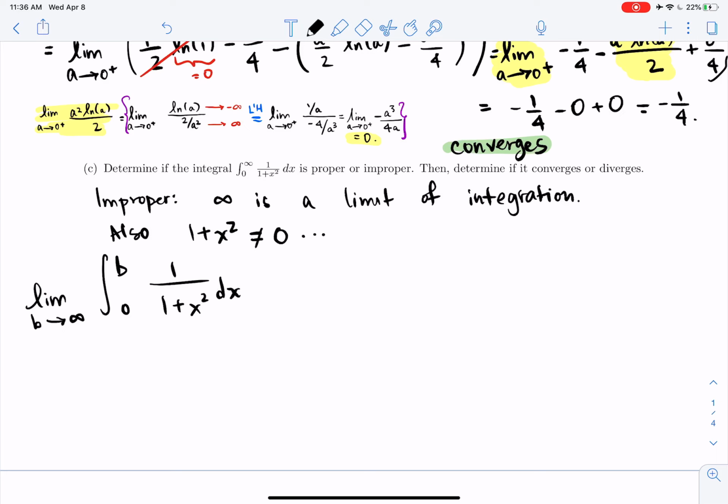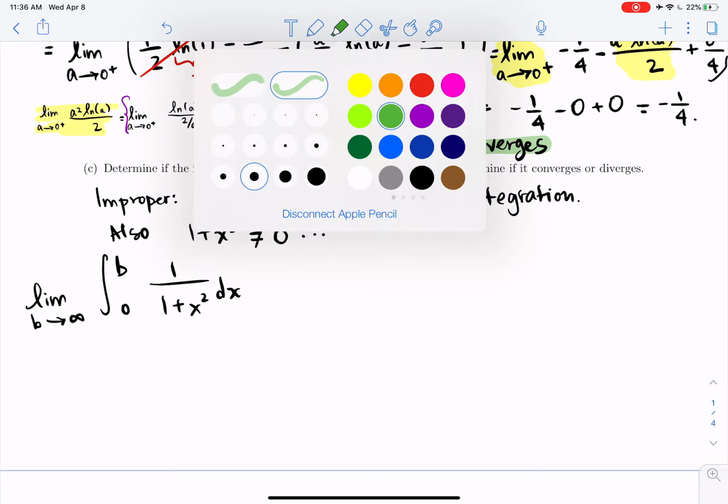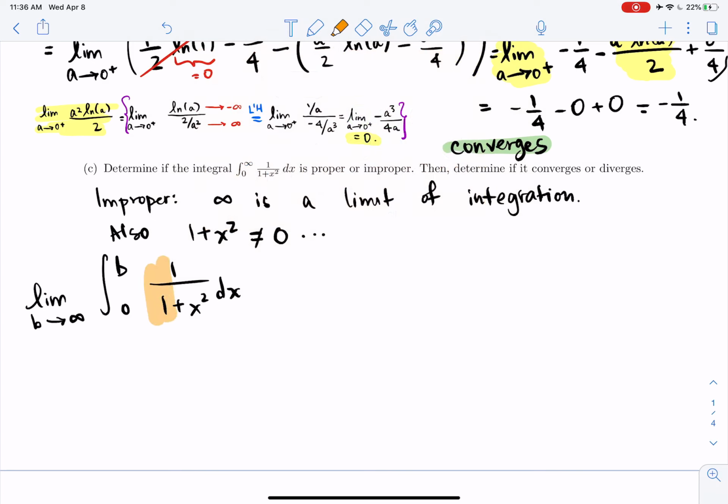Okay, so now that we've replaced infinity with b, this function, 1 over 1 plus x squared, is continuous on the interval 0 to b. Because it is continuous on that finite interval, we are allowed to go ahead and apply the fundamental theorem of calculus. And if you'll remember, the derivative of arctan is 1 over 1 plus x squared. So we've applied that. That's by the fundamental theorem of calculus, but you can't do it unless you've replaced your bad variable with a dummy variable.